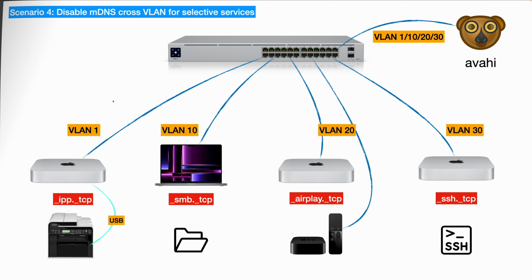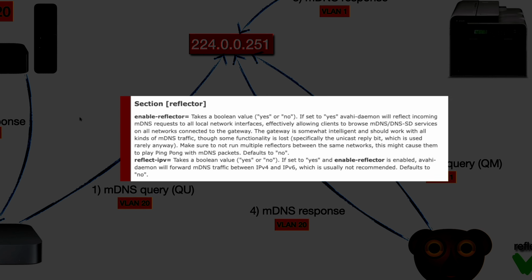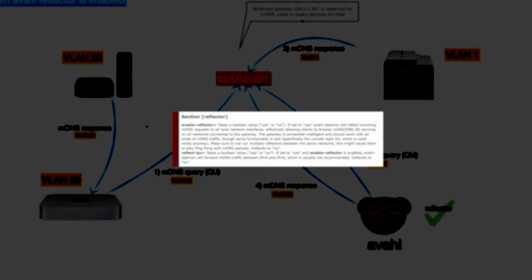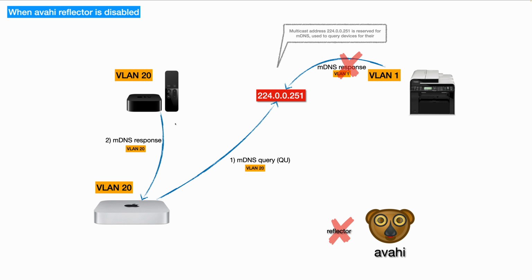Okay, let's get started. Avahi Reflector plays a very crucial role when it comes to mDNS across multiple VLANs. If we enable the reflector in Avahi, the Avahi daemon will reflect incoming mDNS requests to all the enabled network interfaces, allowing clients to browse mDNS services on all the enabled VLANs. Let's talk about how Reflector works.